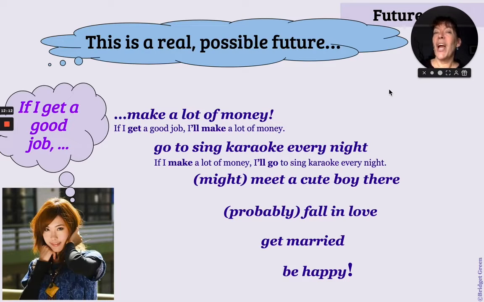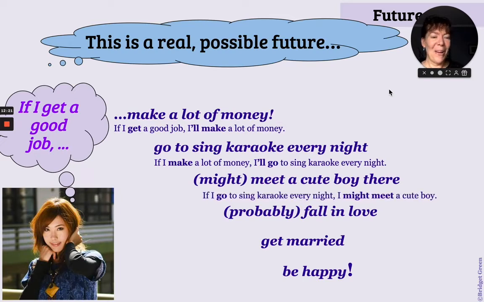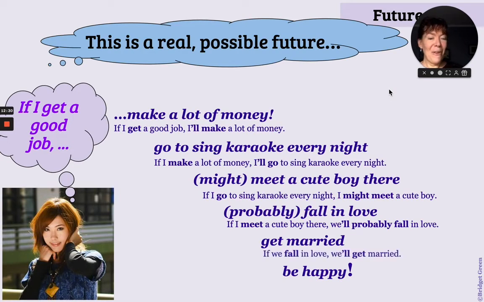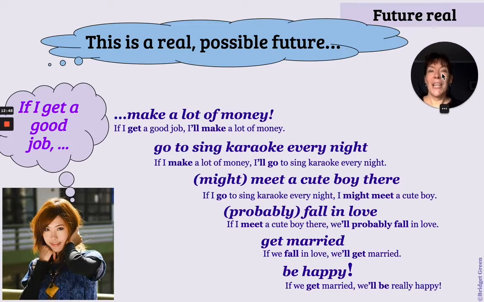Okay, let's check your answers. If I go to sing karaoke every night, I might meet a cute boy. If I meet a cute boy, we'll probably fall in love. If we fall in love, we'll get married. And if we get married, we'll be really, really happy. Notice Aoi is thinking everything is possible and everything is good. So she uses the future real, which is the if plus the present, and then will or going to. Nice.